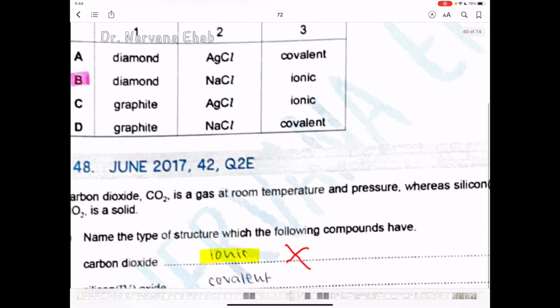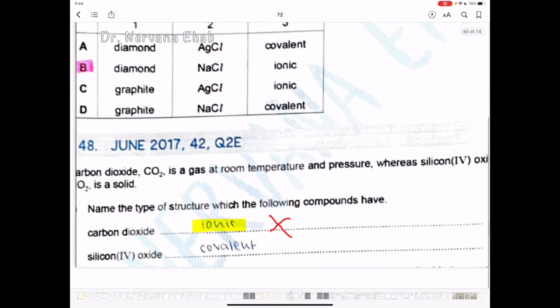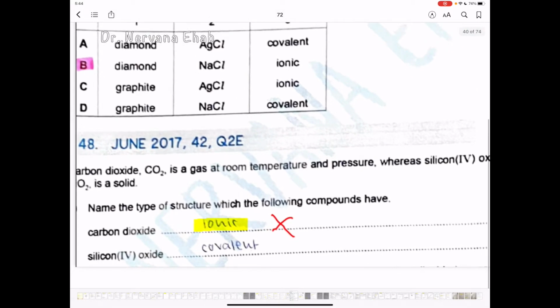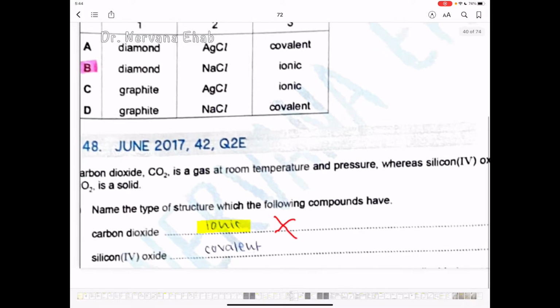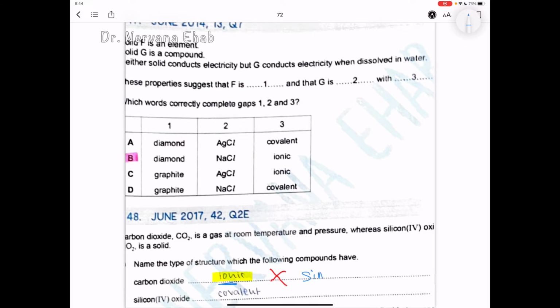This question says name the type of structure which the following compounds have. And so carbon dioxide is a simple ionic compound. It's not ionic, it's simple covalent. And so we know that ionic is a metal plus a non-metal, but carbon dioxide, which is CO2, these are 2 non-metals. Carbon is a non-metal, oxygen is a non-metal, and so they form simple covalent molecules.